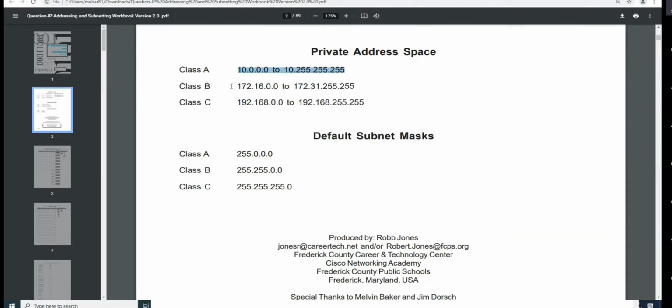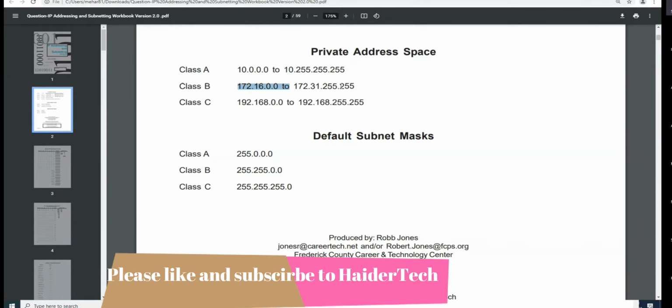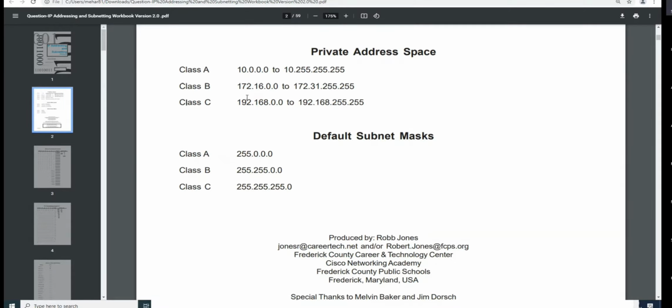And class B, 172.16.0.0 to 172.31.255.255. So this is the private address range for class B. And class C, 192.168.0.0 to 192.168.255.255.